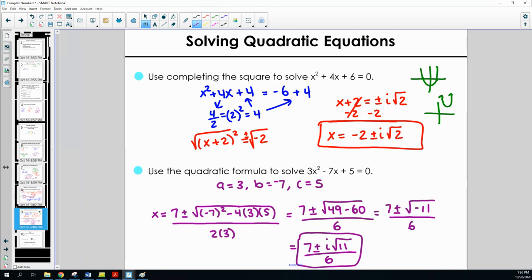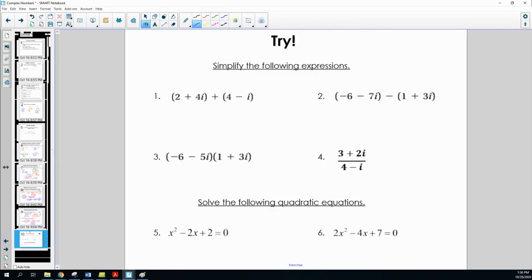Okay, so for homework, you're going to try these 6 problems. You're going to have practice with the different types of operations with complex numbers, and then you're going to solve these quadratics. Note that it does not tell you how to solve them, so you can use the quadratic formula or completing the square, whichever you prefer.